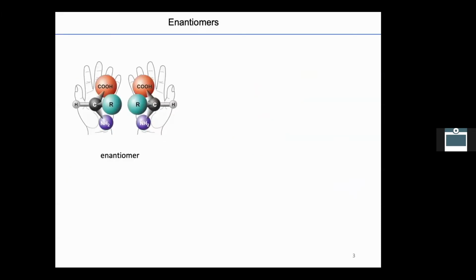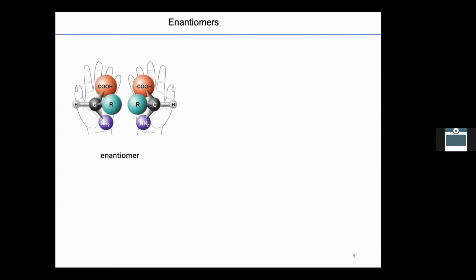Most of the organic molecules exist as mirror images, which means they are similar, but they are mirror images to each other. Just like our pair of hands. They are quite similar, but they are not superimposable. But they can be distinguished by a symmetry element, which is the plane of symmetry. And this pair of molecules we call enantiomers.